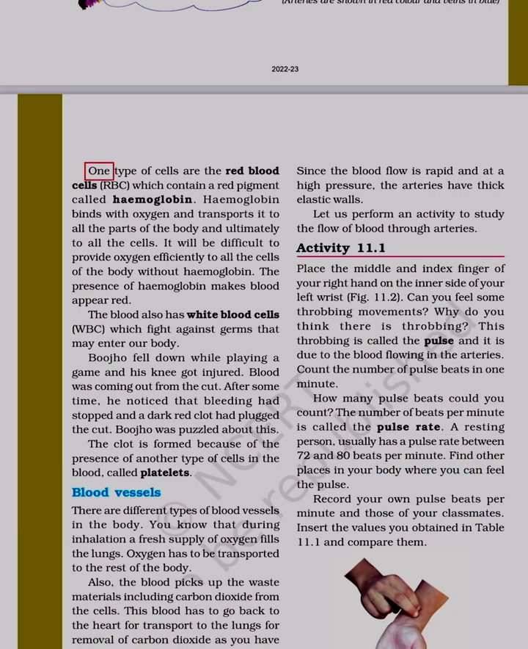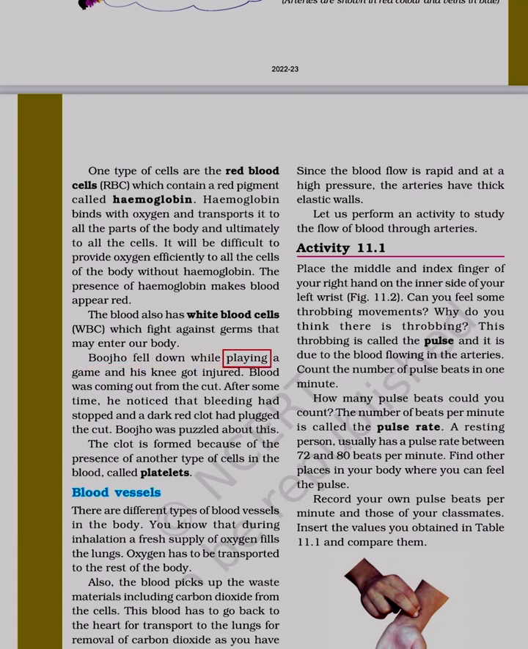One type of cells are the red blood cells, RBC, which contain a red pigment called hemoglobin. Hemoglobin binds with oxygen and transports it to all the parts of the body and ultimately to all the cells. It will be difficult to provide oxygen efficiently to all the cells of the body without hemoglobin. The presence of hemoglobin makes blood appear red. The blood also has white blood cells, WBC, which fight against germs that may enter our body.